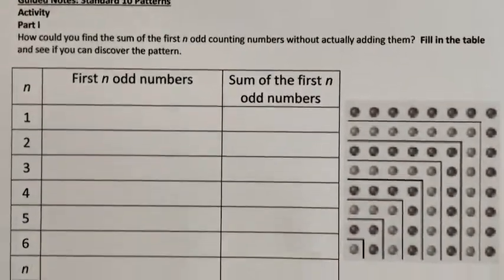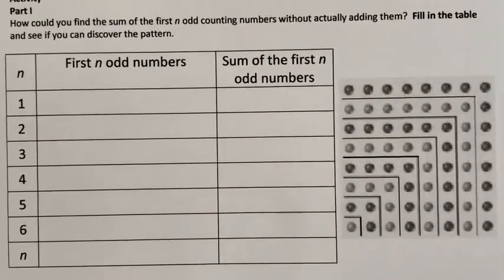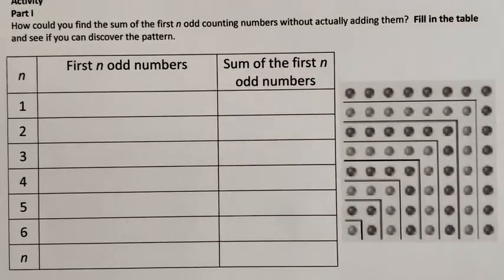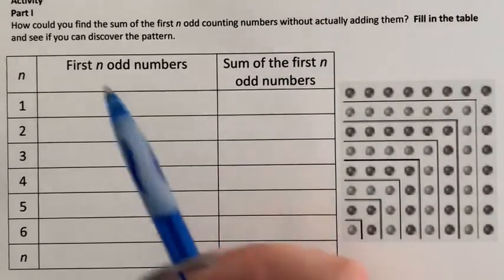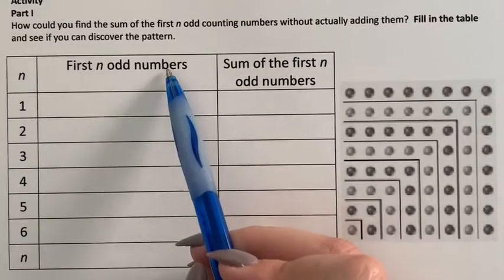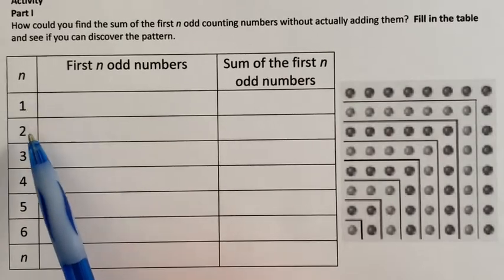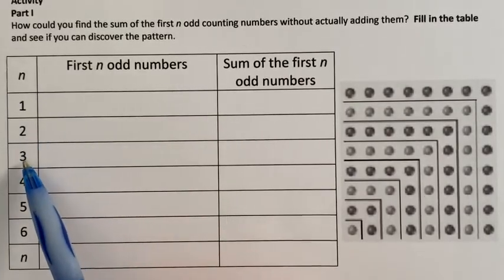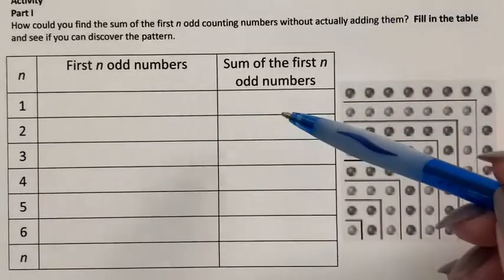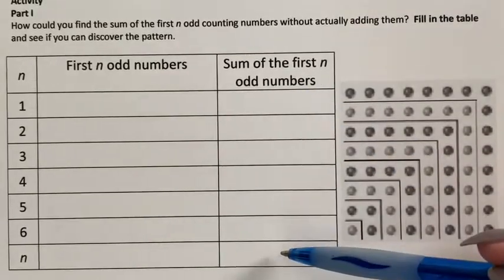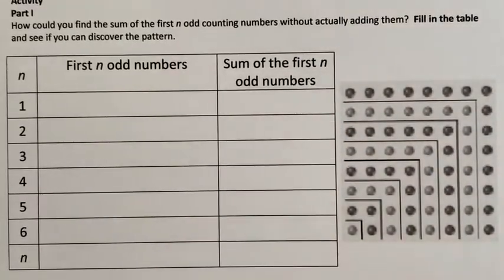So beneath here I have a table and I also have a figure. In my table, we're looking at our first n odd counting numbers. And so the n represents our first odd counting number, our first 2 odd counting numbers, our first 3 odd counting numbers. And then the sum column looks at us adding up those odd numbers.